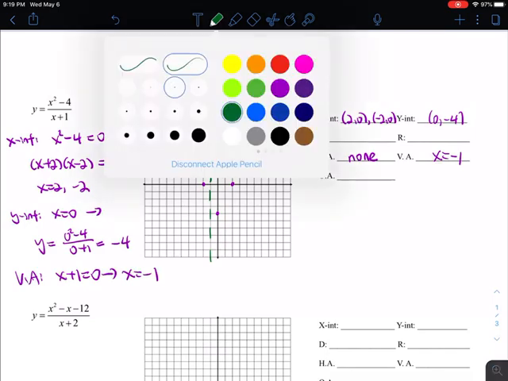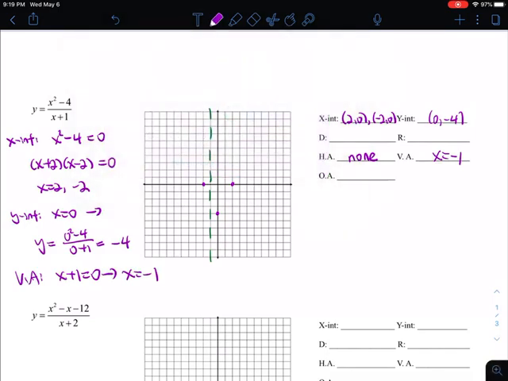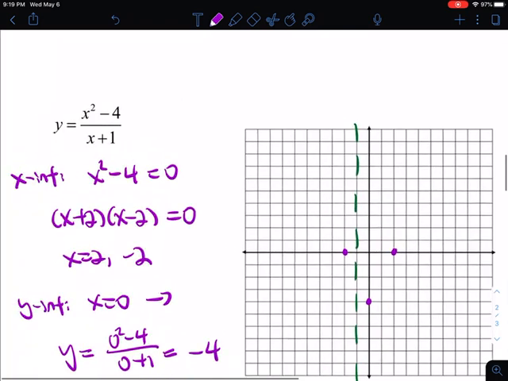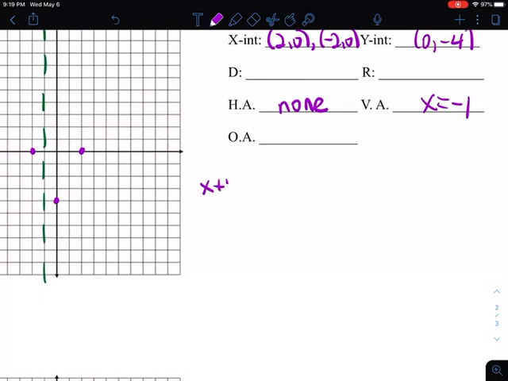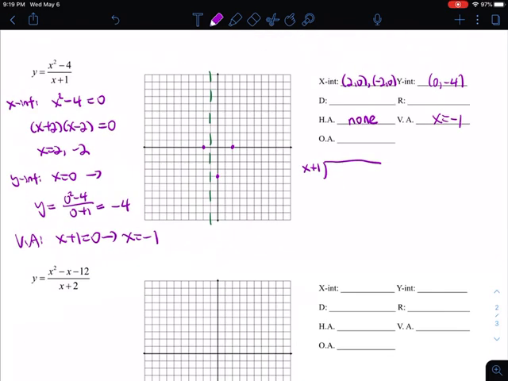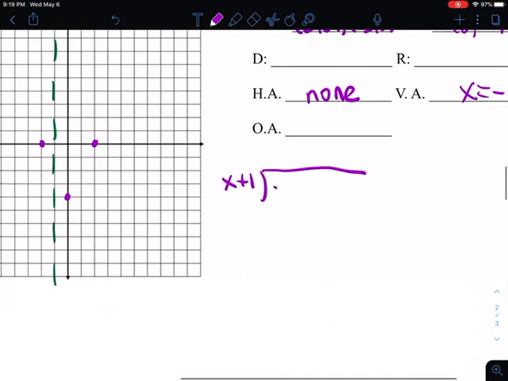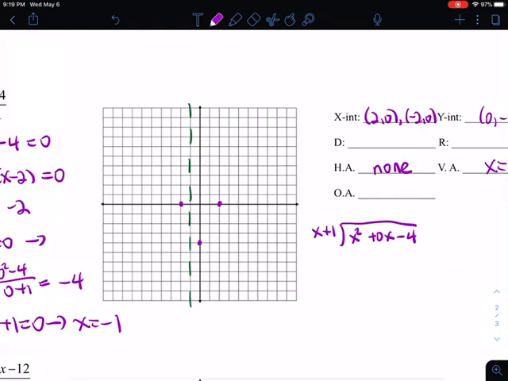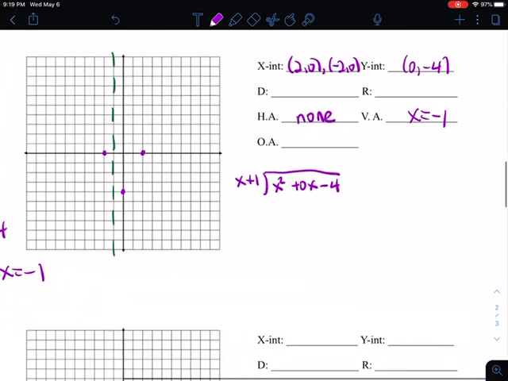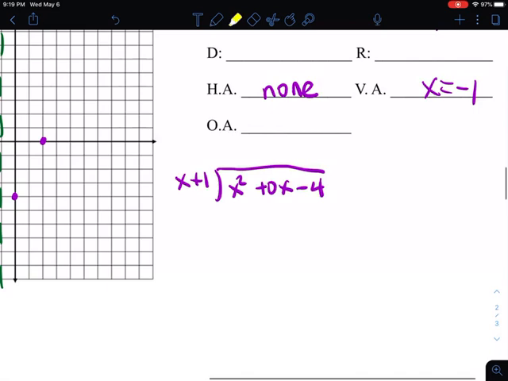Okay, and then the only thing we're missing is going to be the oblique asymptote. Once again, how do I know there is one? Because the degree on top is exactly 1 bigger than the bottom. How do I find it? Well, that's going to be long division, so x squared minus 4. And again, make sure you're putting in any missing terms. So here, there is no x. It's x squared, but then I'm going to put in a plus 0x minus 4 because that's going to make the division step much easier.